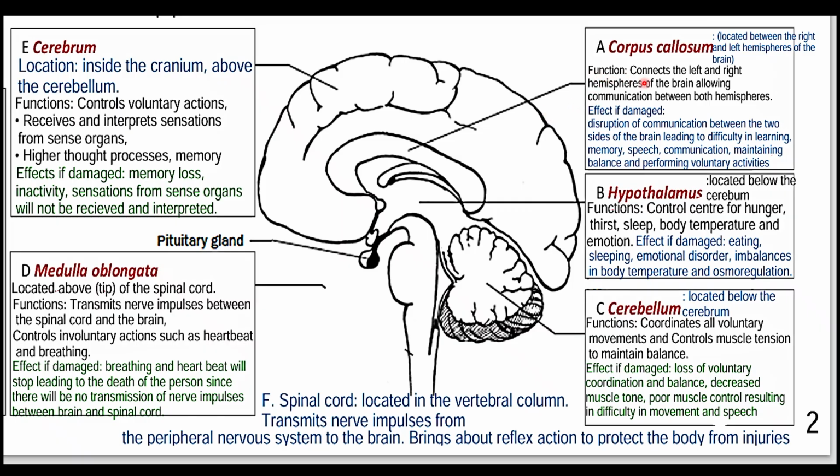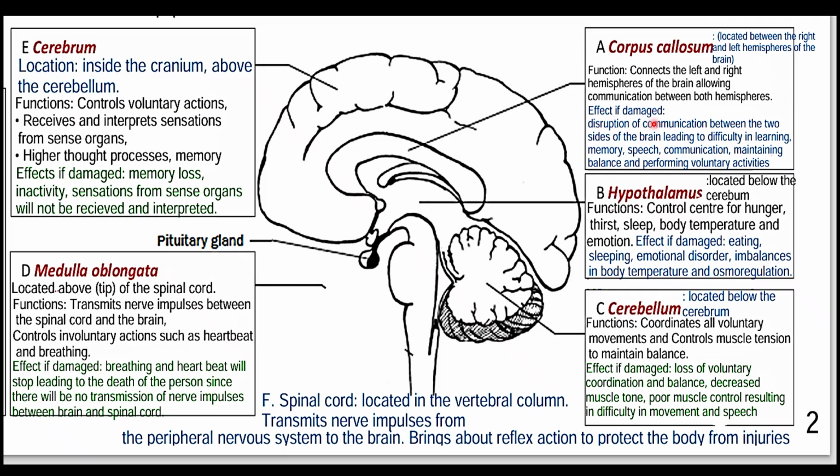What does it do? What are its functions? It connects the left and the right hemispheres of the brain, allowing communication between the two hemispheres. So, what are the consequences of a damaged corpus callosum?